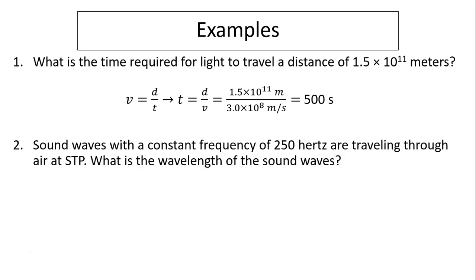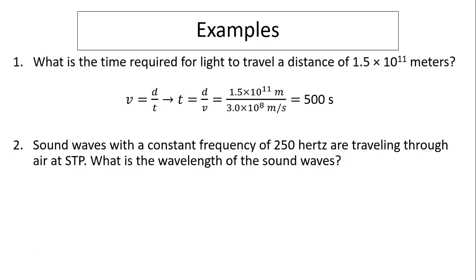So 500 seconds divided by 60, that's about how many minutes? About 8 minutes. So that's how long it takes light traveling from the sun to Earth.